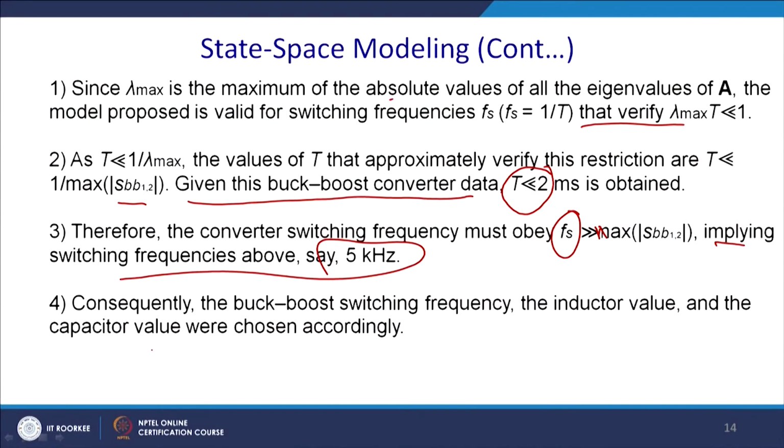Consequently, the buck-boost switching frequency and the inductor and capacitor values are chosen accordingly. If you choose this 5 kilohertz, then we have to change the values of this capacitor and inductor, and we have to see the same eigenvalue, it may bring it. It is advisable that this value should be at least 2 to 5 times less than the switching frequency.